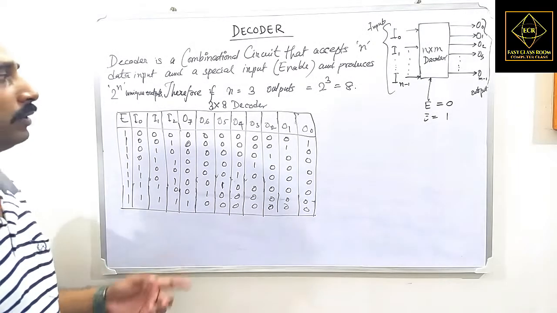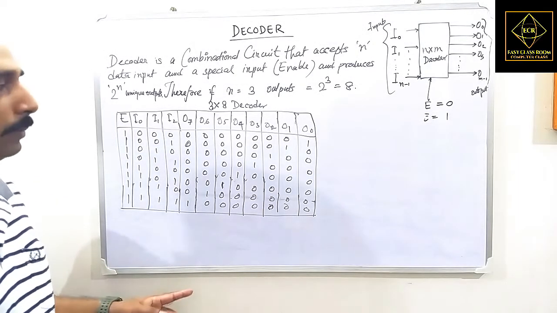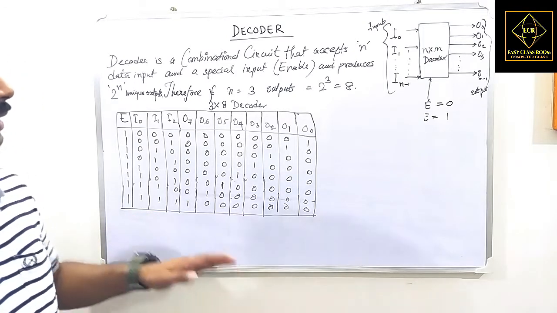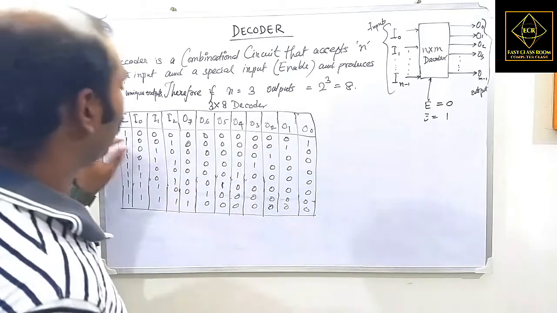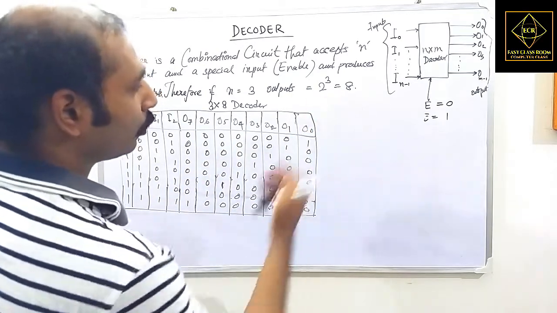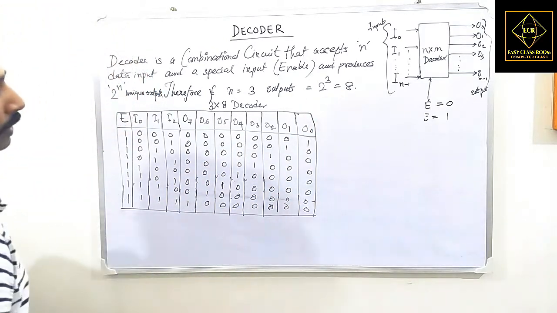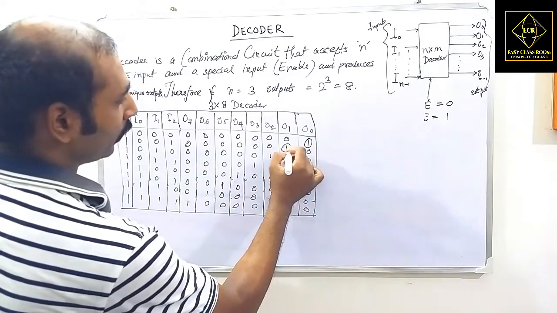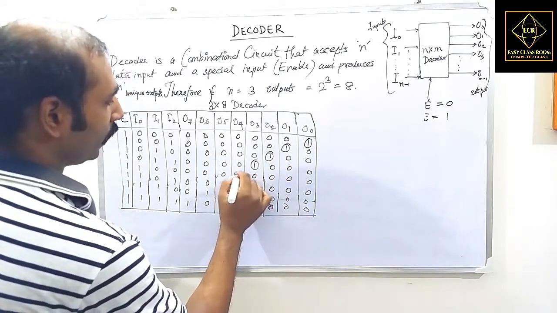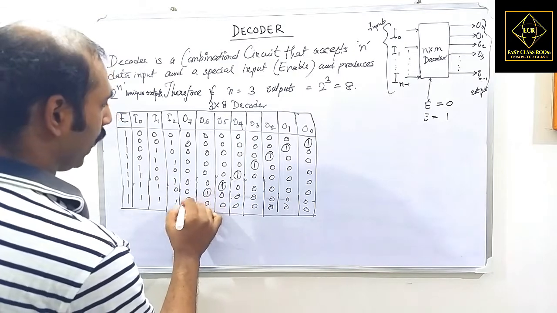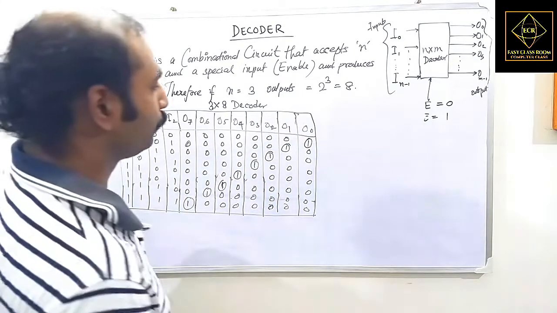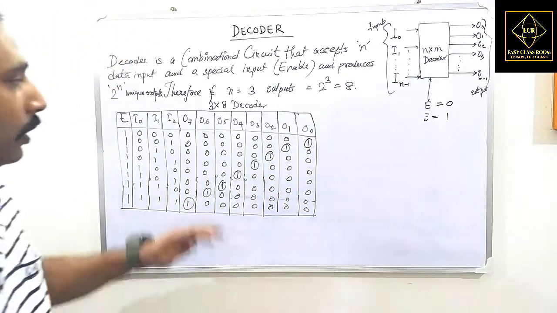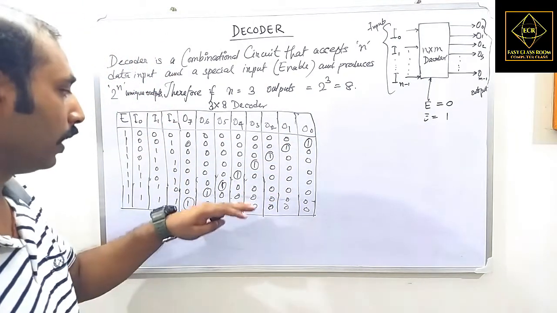So this is the 3x8 decoder truth table. The same thing happens with this one also. We are plotting the value based on powers of 2. That is why we have values here, here, here, here, here, here, here, and here, and the rest of the values are not high, all are low.